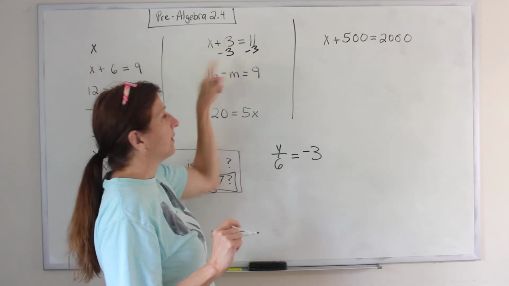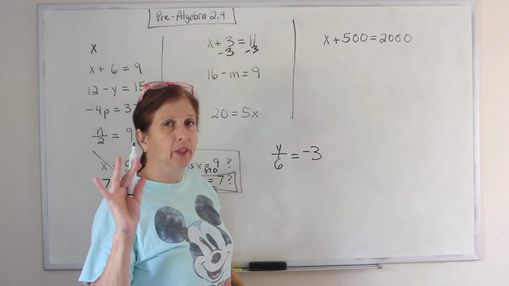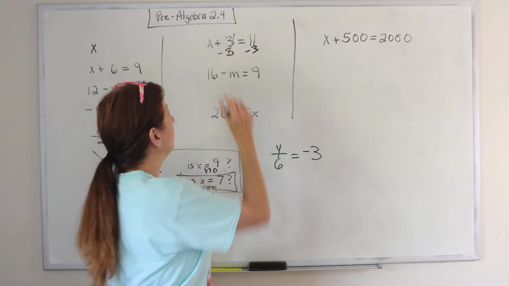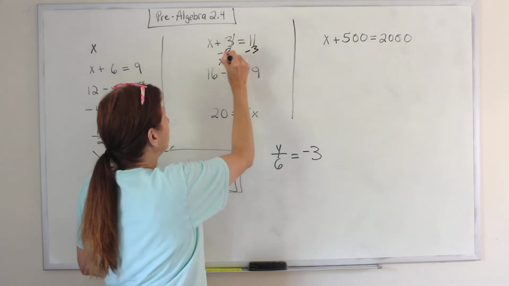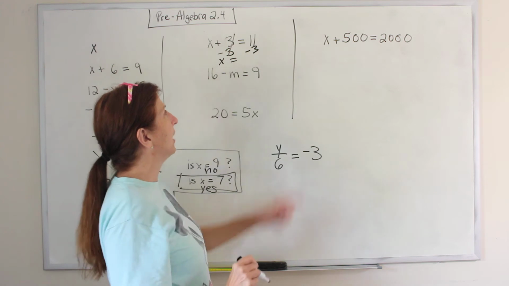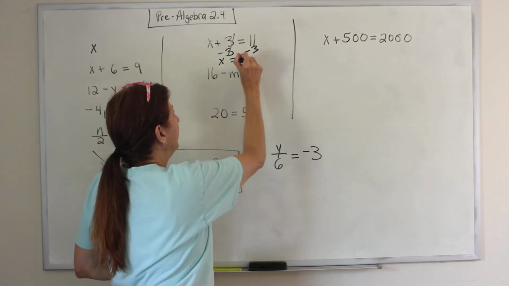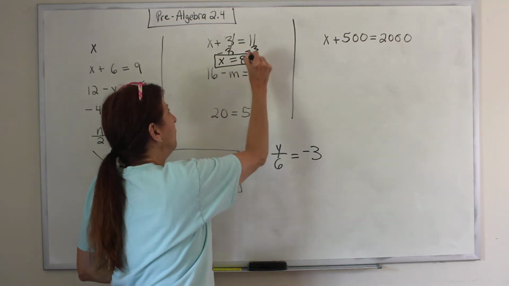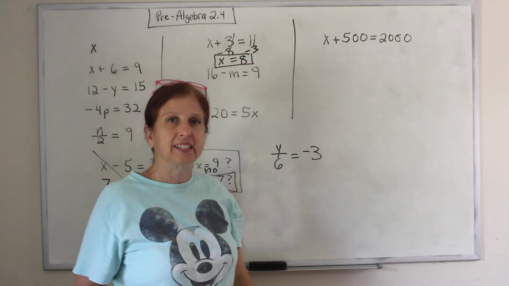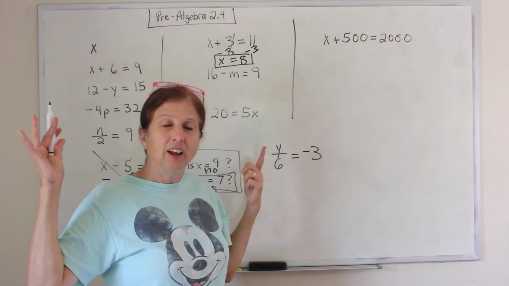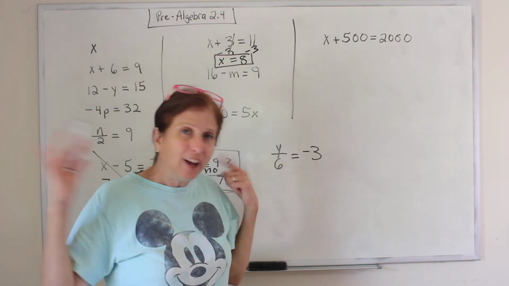We're not going to write that this equals 0, because then the x wouldn't be alone anymore. We're going to mark it out. We bring down what we didn't mess with, the x and the equal sign, and then we do the math. 11 minus 3 is 8. So now we know what that mystery x equaled. It was 8. You just solved your first algebra equation. Yay! I'm so proud of you.